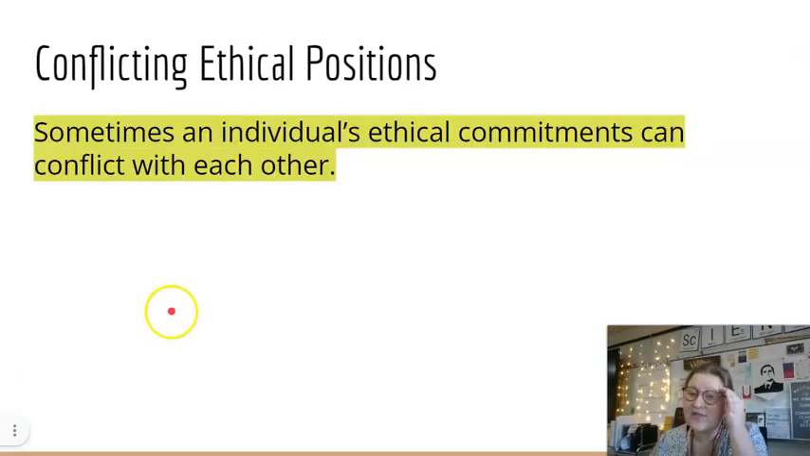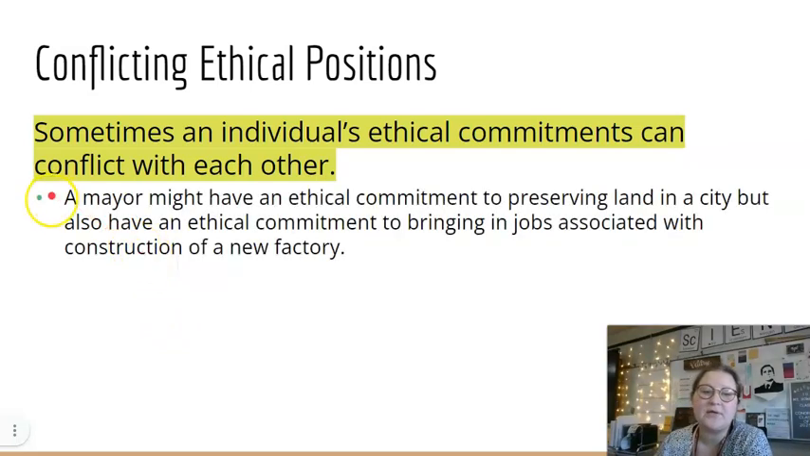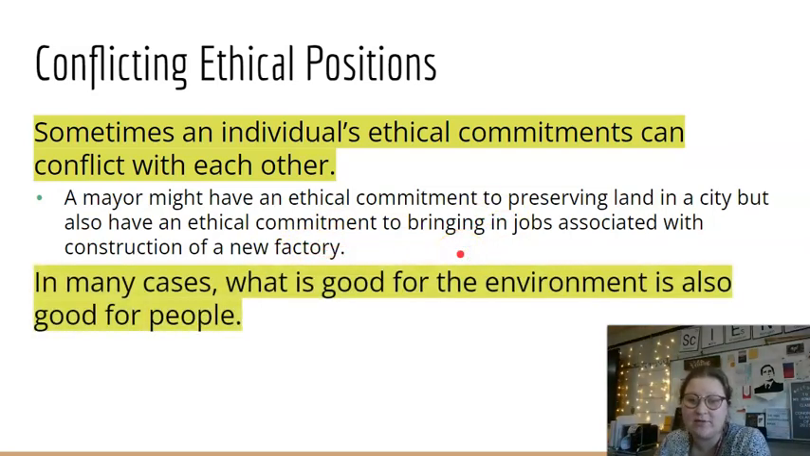Sometimes an individual's ethical commitments can conflict with each other. So for example, a mayor might have an ethical commitment to preserving land in a city, but they also have an ethical commitment to bringing in jobs associated with construction of a new factory. So we want to preserve the land so that it can continue to be a healthy city with good biodiversity and good clean air, clean water, and all of those things, but they also have to provide economic value to the people who live there.